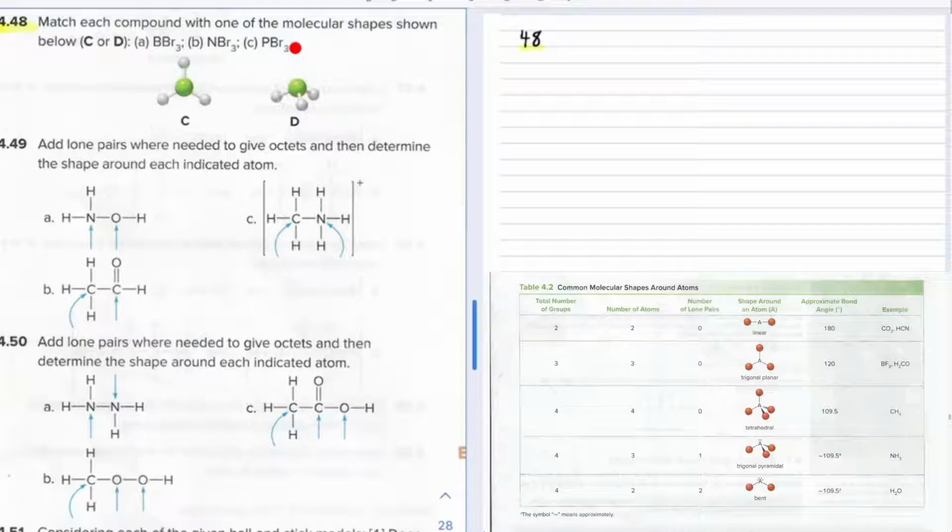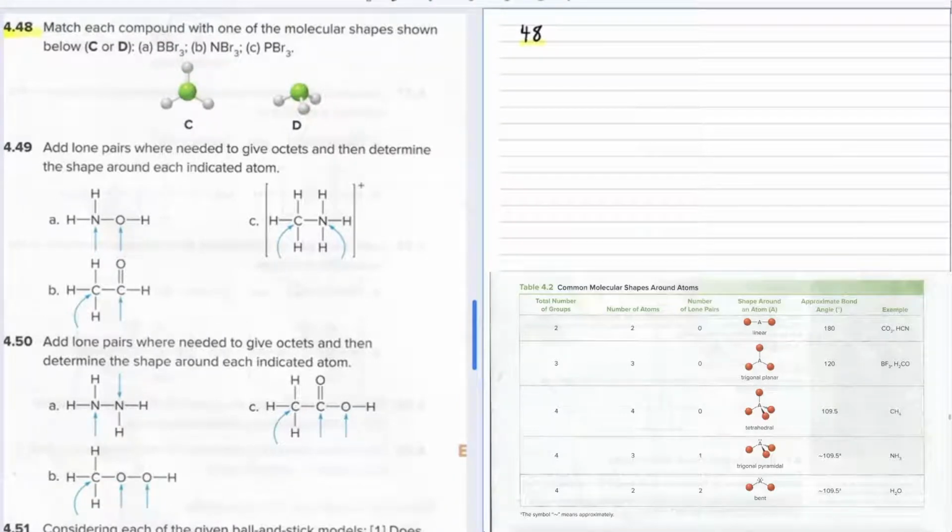And in order to get the shape, the first step is you get the Lewis structure. And then once you have the Lewis structure, you get the shape. So here are the steps over here on the right. So starting with the chemical formula, you use the chemical formula to get the Lewis structure first. And then once you have the Lewis structure, you then determine the shape. So you should see the lecture videos on how to do this.